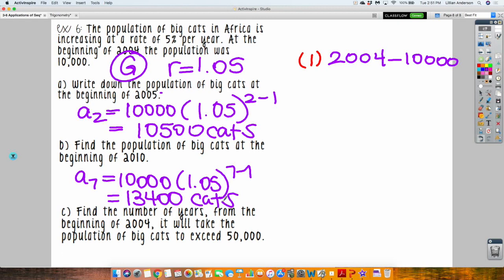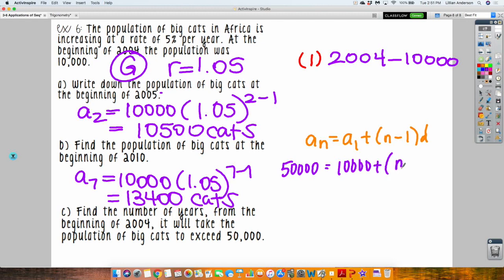Now you have to find the number of years from the beginning of 2004 it will take for the population of big cats to exceed 50,000. Number of years sounds like what? It sounds like N. Number of years, number of terms. A sub N. You had to use A sub N for this one, not sum. So, if I'm using this formula, what's going to be A sub N? 50,000. Because I'm trying to figure out what year it exceeded that amount.